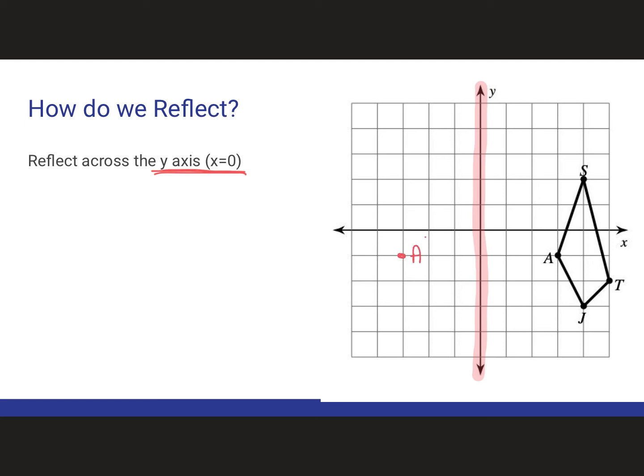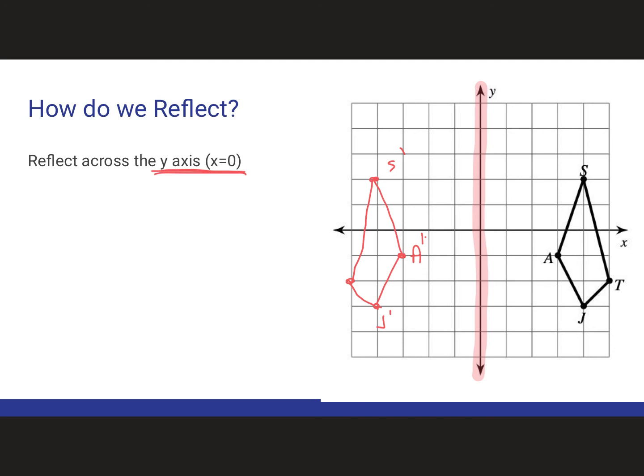So this is A prime. Here is J prime. Here is S prime. And here is my other point prime. So all of these are my primes. I'm simply going to connect them to make my figure. You all know my lines are horrible. You guys should be able to do these by editing your figure.